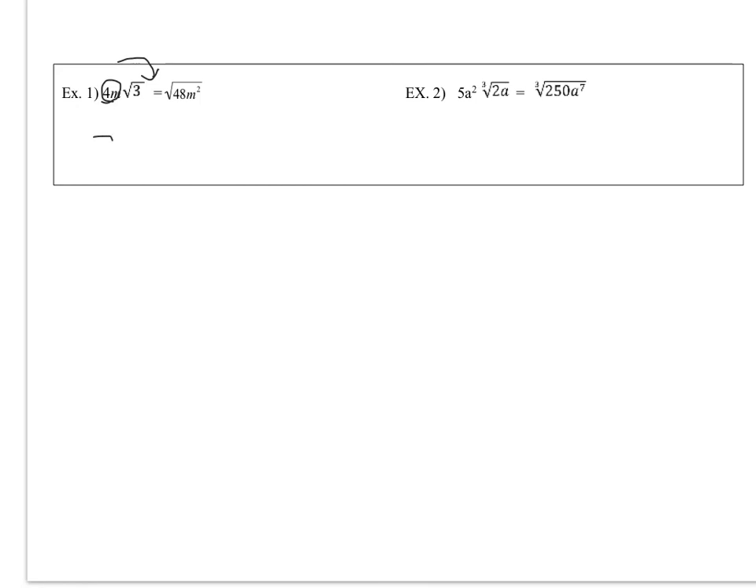So let's think about that for a second. If I square 4m, I'm going to get 16m squared. And then there's already a 3 on the inside. If I just multiply that together, doesn't that give me 48m to the second?